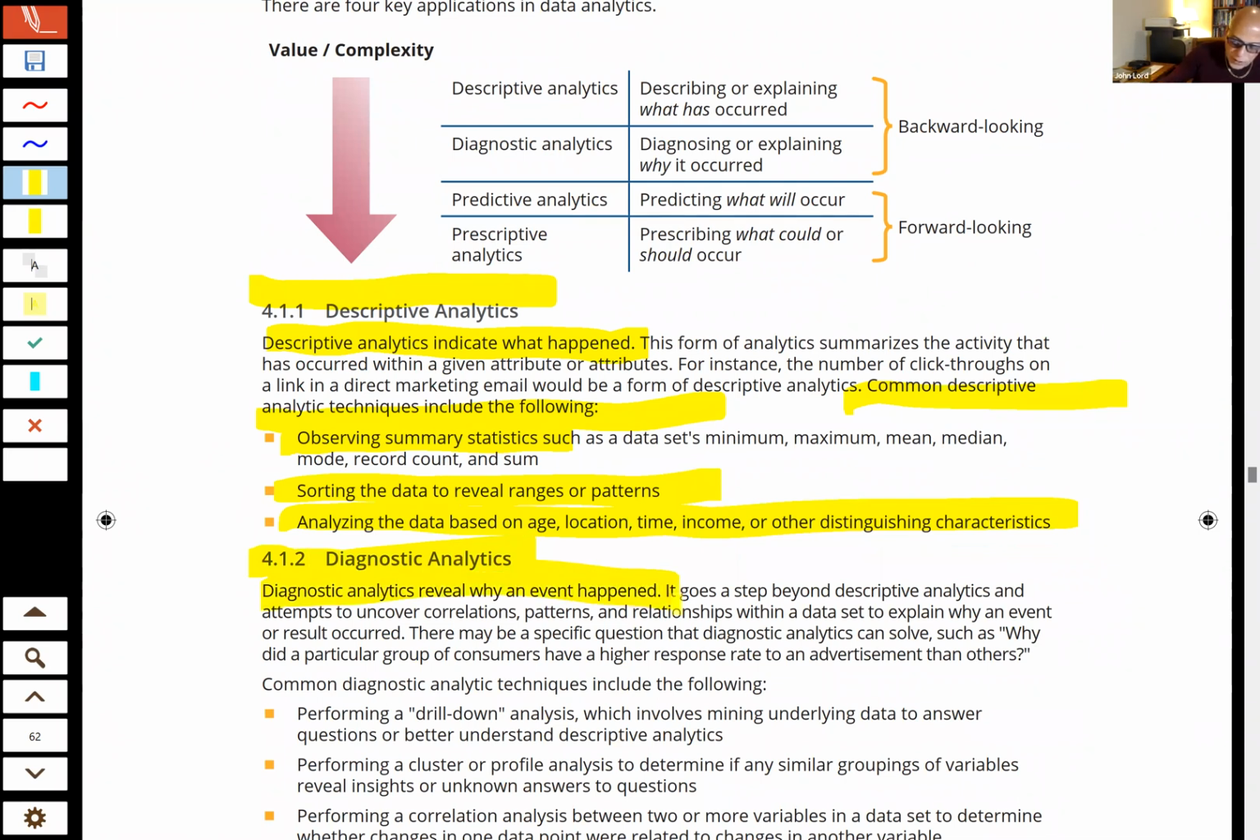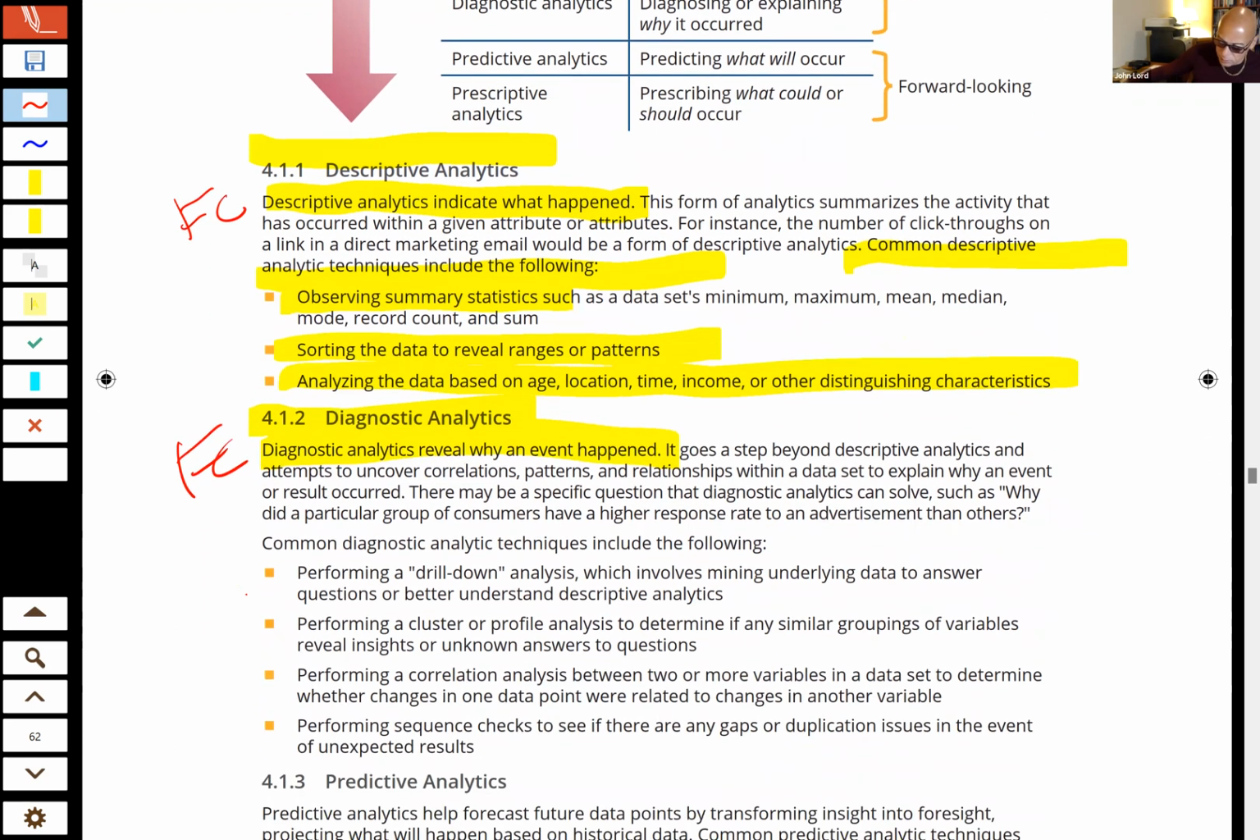Okay, so go ahead and flashcard these. The descriptive analysis, what that means. Diagnostic analysis tells us why something happened. For example, performing some sort of correlation. We talked about correlation earlier between two attributes. Okay, what is the cause and effect? Are these things positively correlated, uncorrelated, negatively correlated?